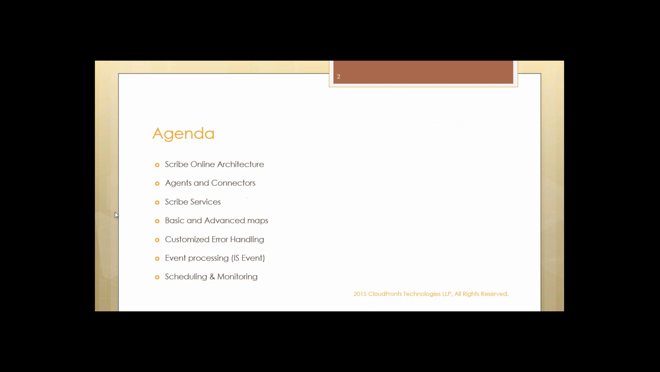Let me take you through the agenda for the webinar. We will be covering the following topics: the basic Scribe Online architecture, various types of agents and connectors available in Scribe Online, different Scribe service offerings, the types of maps for creating solutions for integrations and migrations, checking errors by customized error handling mechanism, event processing capabilities by developing event-based maps, scheduling options for running the integration solutions, and monitoring the same.